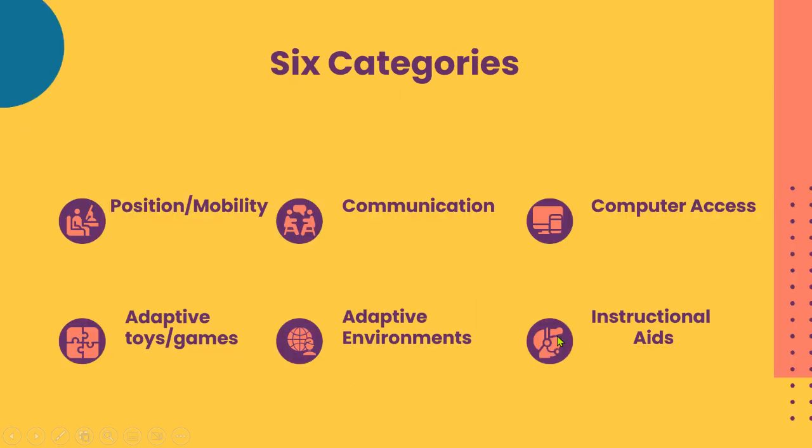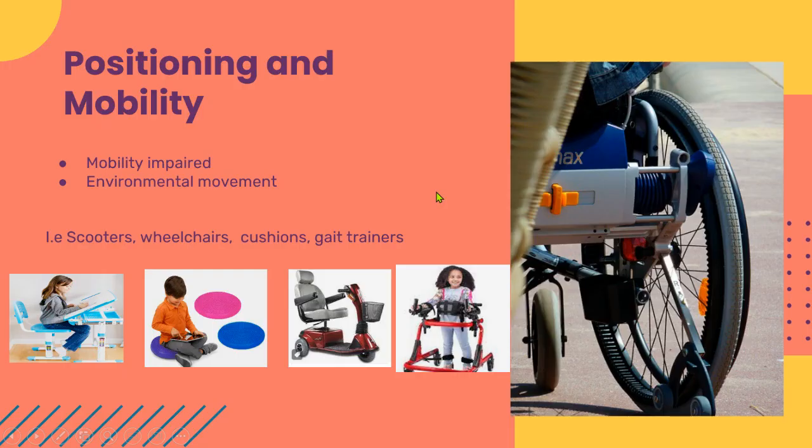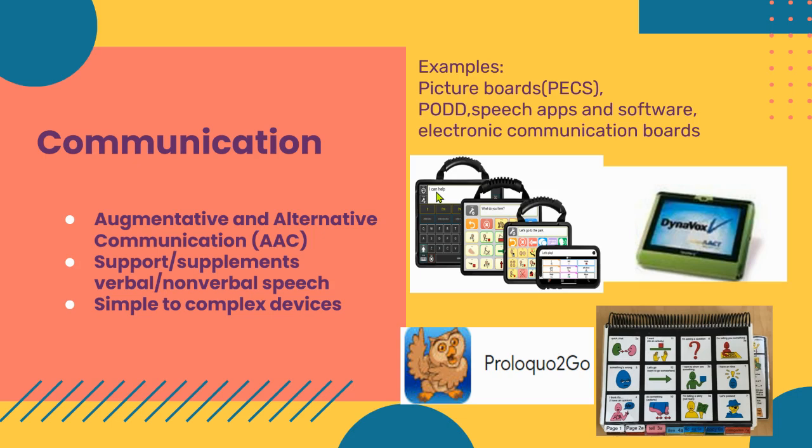So there are six categories when considering assistive technology and the needs of individuals, ranging from position and mobility to instructional aids. First we'll start with position and mobility. Those are for individuals who are impaired in mobility and find it a challenge to move about their environment. Some of the assistive technology that helps with that are scooters, wheelchairs, cushions, gait trainers, and things that allow the individual to move around and have more independence in that environment. Next, we have communication.